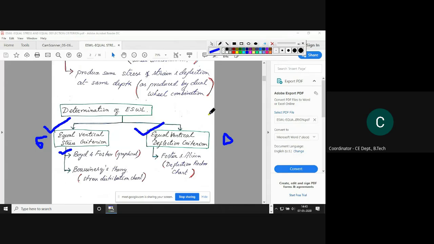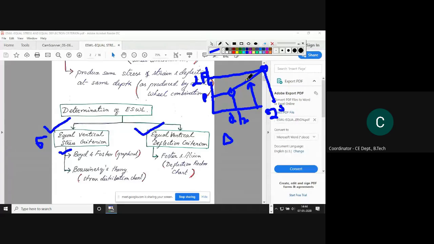I think you have already gone through this one. Suppose, as I said, when the depth is equal to d/2, the load will be somewhere here, P. And when the depth is equal to twice S, then the load will be somewhere here. That is, this is P, this is 2P. This one, I think you have gone through already. For a particular depth, we can easily find the ESWL using this line. So this was the Boyd and Foster method. It can be solved graphically or analytically.